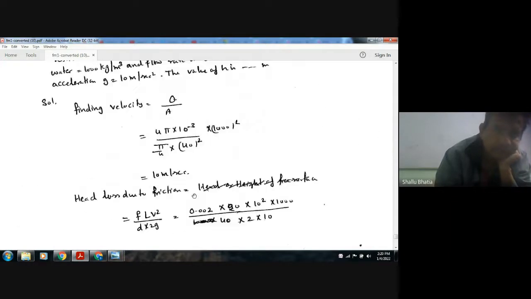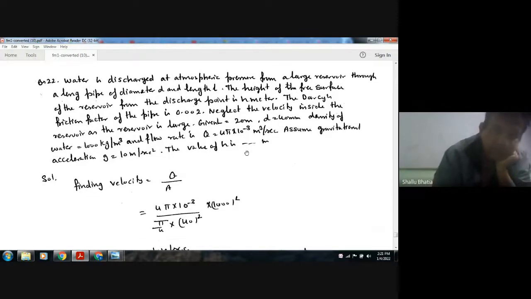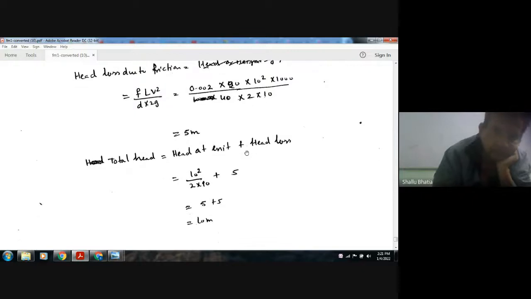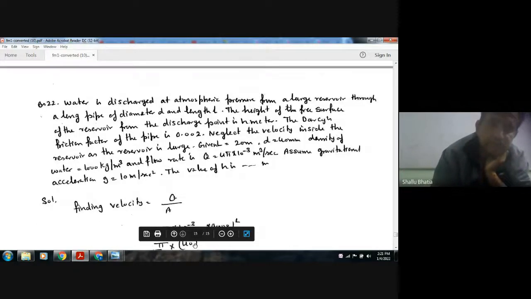And as there is an exit head loss also, that is given by V square by 2 g. So V is your 10 and g is your 10, so that will be 5. And 5 plus 5 is 10 meter. So the answer is your 10 meter.